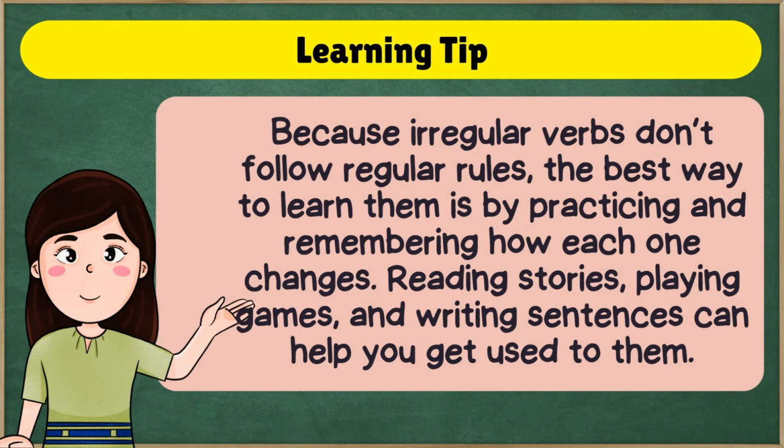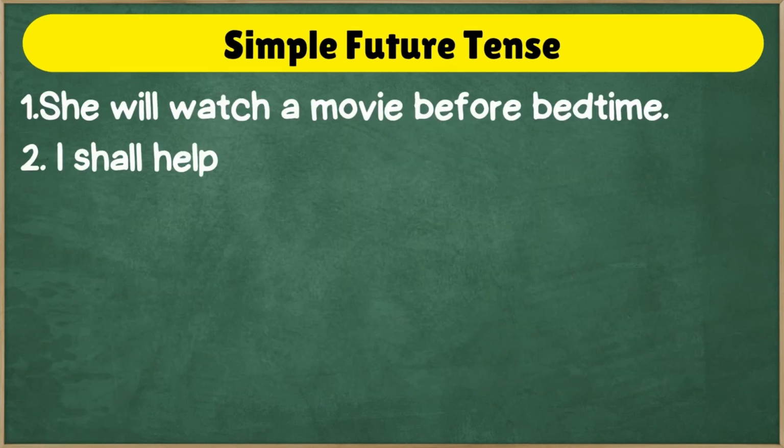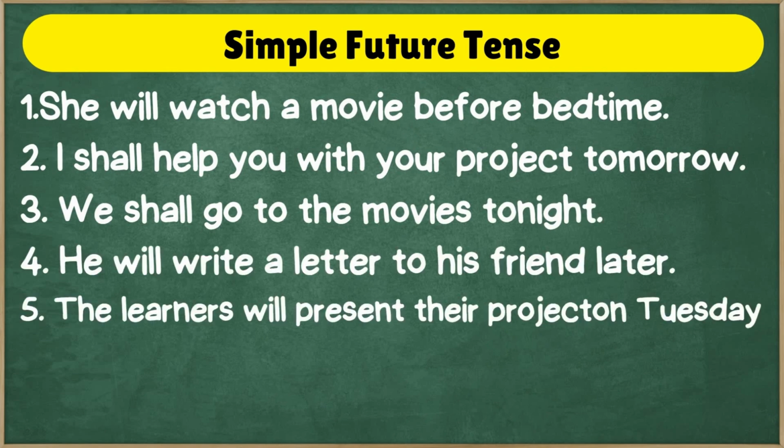Finally, let's talk about the simple future tense. Let's read the sentences. She will watch a movie before bedtime. I shall help you with your project tomorrow. We shall go to the movies tonight. He will write a letter to his friend later. The learners will present their project on Tuesday. What are the action words in the sentences?